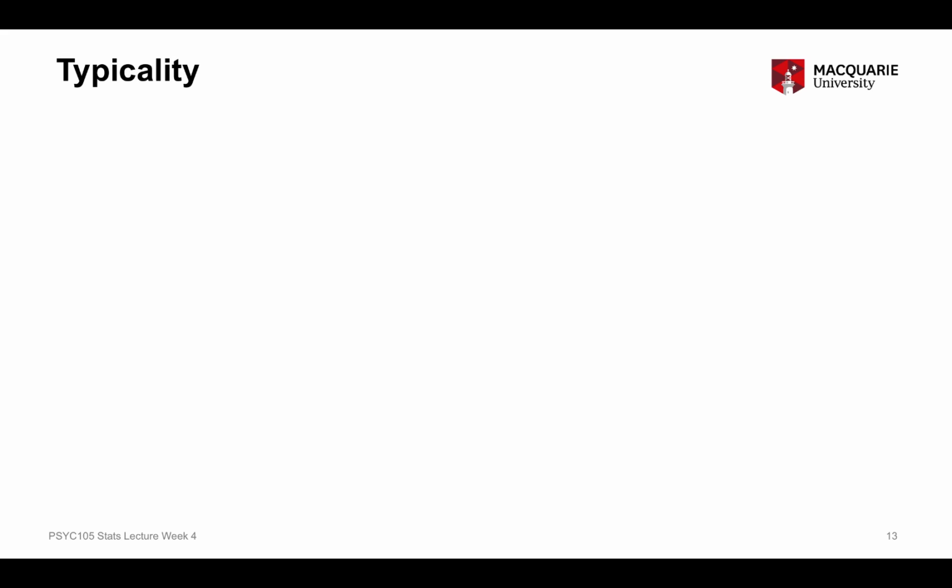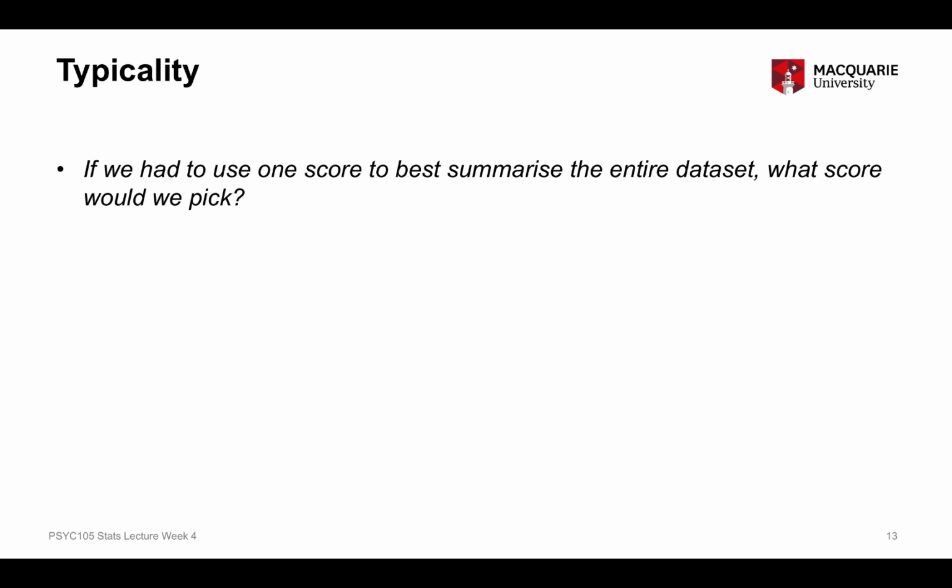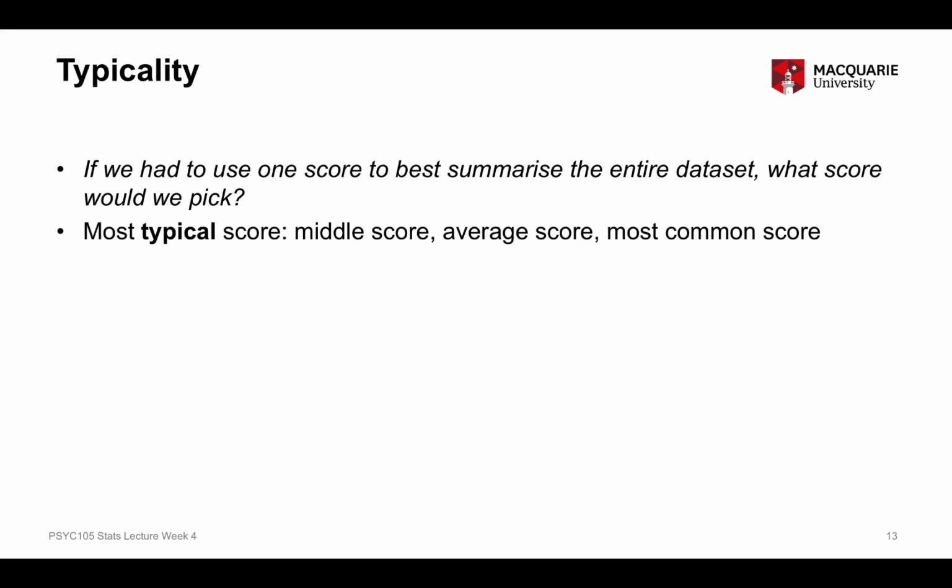Okay, typicality is the first one we want to think about. So what we're thinking about when we think about typicality is if we had to use one score that would best summarize all the information we have on this particular variable, what score would it be? If we were to pick one score that's most likely to be represented in the data, what score is that going to be? And that's usually the most typical score or the average score.